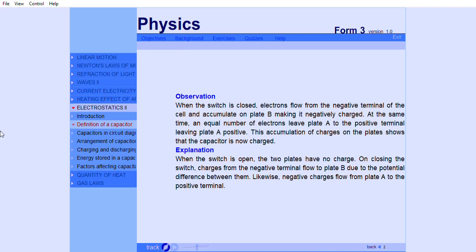Explanation. When the switch is open, the two plates have no charge. On closing the switch, charges from the negative terminal flow to plate B due to the potential difference between them. Likewise, negative charges flow from plate A to the positive terminal.